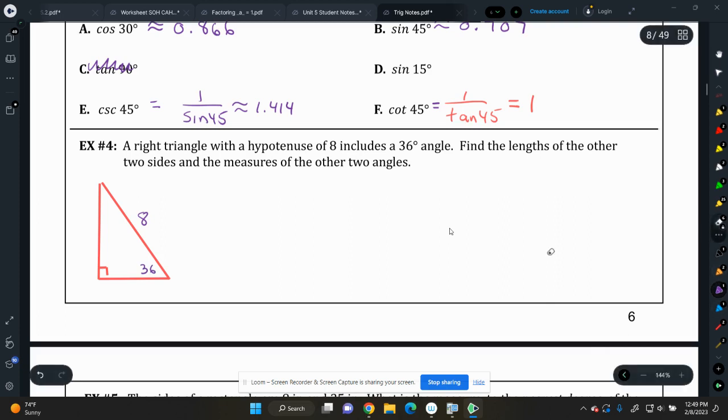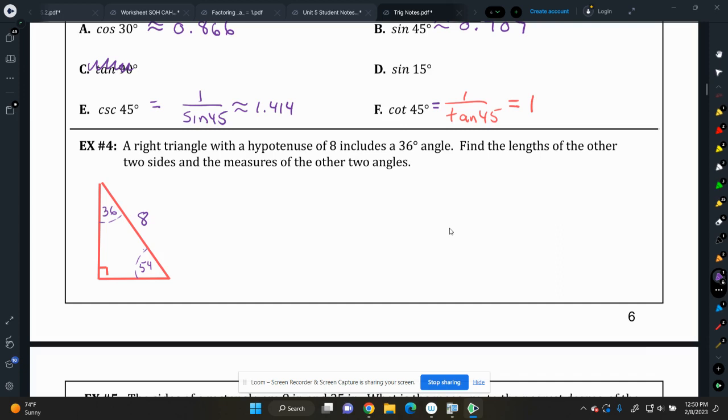And actually, I probably labeled that wrong. So why do you think I'm going to put the 36 degrees up here? Because the other angle is going to be bigger, right? The other angle is going to be 54 degrees. So I want the small angle pointing to the shorter side. Okay, I want the small angle pointing to the shorter leg. All right, find the lengths of the other 2 sides and the measures of the other 2 angles. Well, we found the other 2 angles. Now we need to find the missing sides.